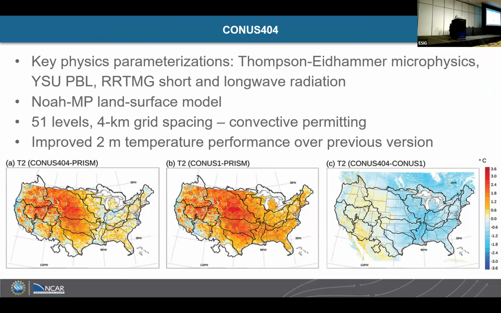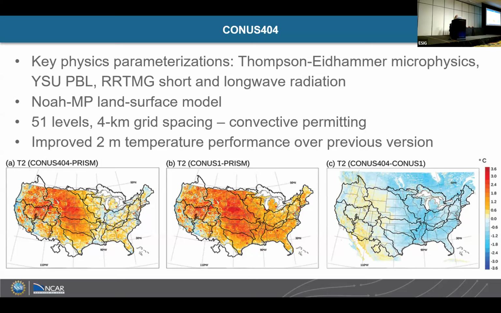Those of you who know about NWP care about clouds and getting the physics right. They use the Thompson-Eidhammer microphysics developed at NCAR. They use Yonsei University planetary boundary layer and RRTMG radiation schemes. It has 51 levels, considered good for a reanalysis like this, and 4-kilometer spacing. That means it's convection permitting. We don't have to parameterize the convective variables.